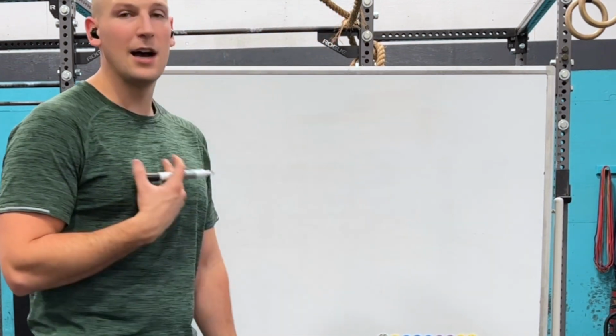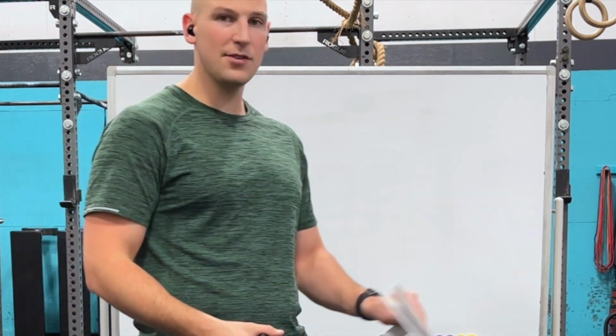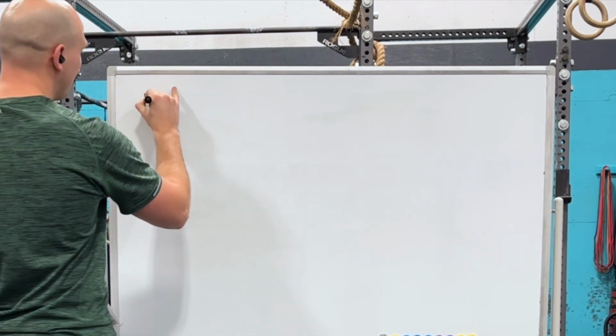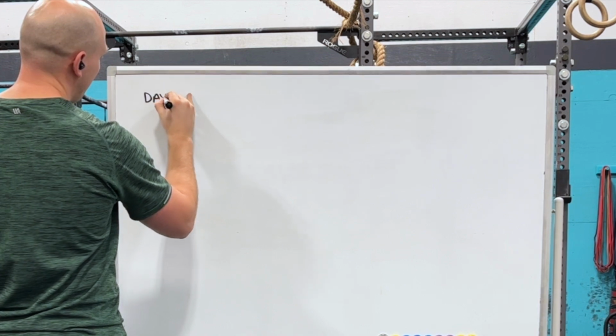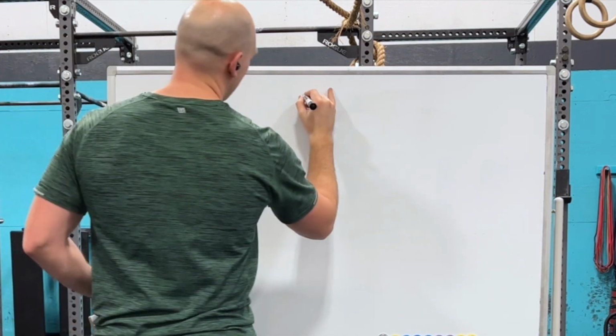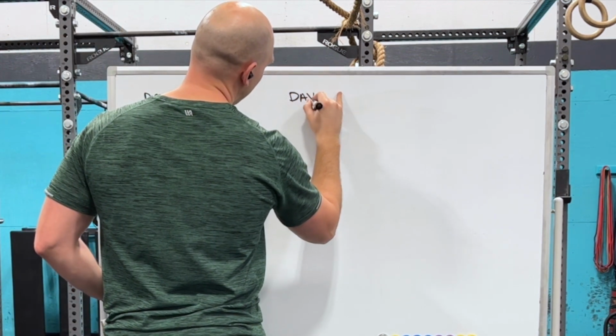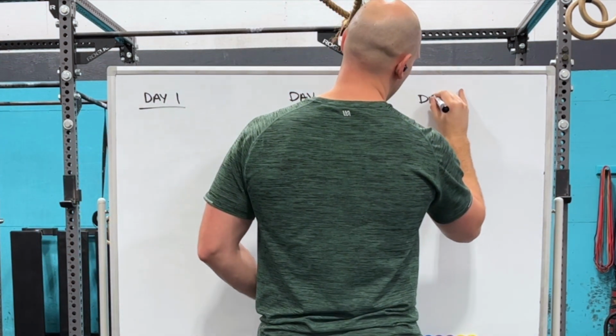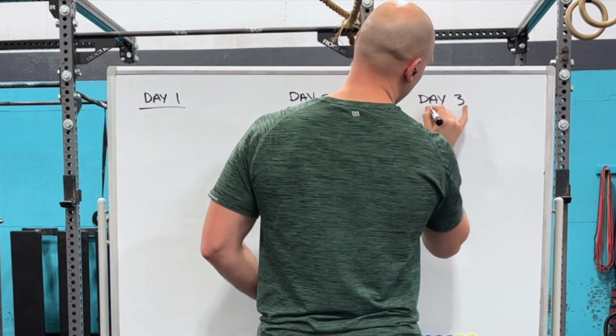So I always start with a 3-day analysis. I want 2 weekdays and a weekend. That's going to give me the best picture of what my consumption looks like overall, because one day to the next might be different. I mean, just think about your own life. You probably eat differently on Saturday than you do on Monday. So I'm going to pick 3 days.